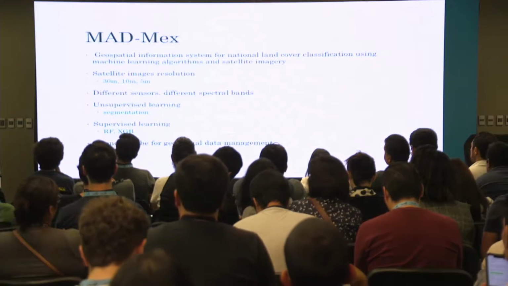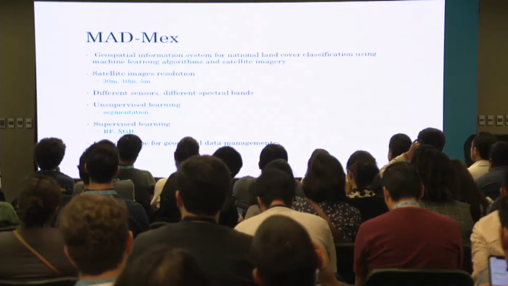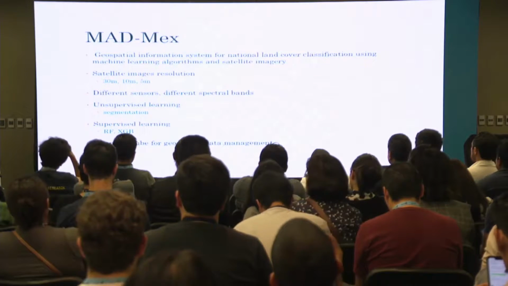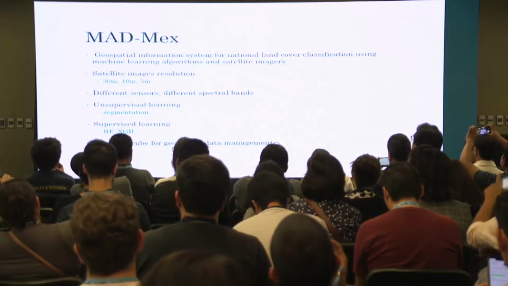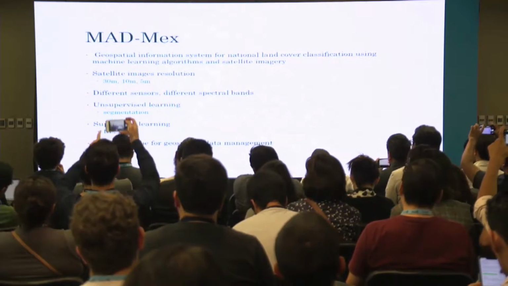This system called MATMEX is a geospatial information system for national land cover classification using machine learning algorithms and satellite imagery. The satellite images' resolutions are 30 meters, 10 meters, and 5 meters. It can process different kinds of satellite images from different sensors with different spectral bands. And we use unsupervised learning and supervised learning.